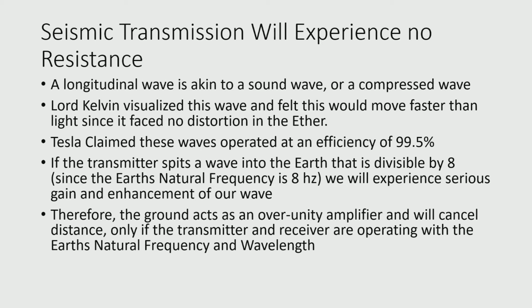Anyway, so the Earth's natural frequency is about 8 hertz, and the reason why this transmission works, and why we're going to get more output than input, is that since the Earth's natural frequency is 8 hertz, we need to make sure we're tuned to that frequency, right? It doesn't have to be exactly 8. It needs to be divisible by 8. So Parker's transmitting at 168 kilohertz, which is divisible by 8. So you need to make sure you're tuned to that. And if you are tuned to that, like I was saying, it does act as an over-unity amplifier. So you're going to get a lot more output than input, and the distance dimension seemingly cancels out.